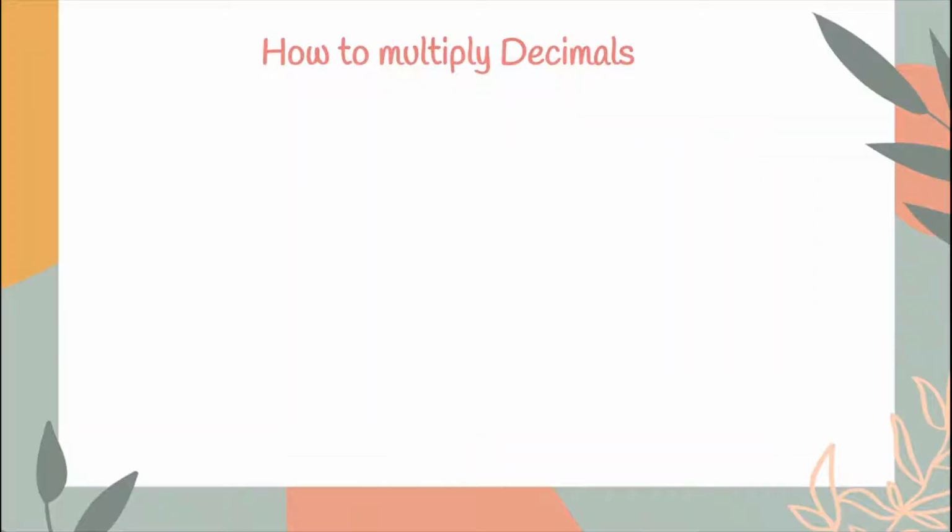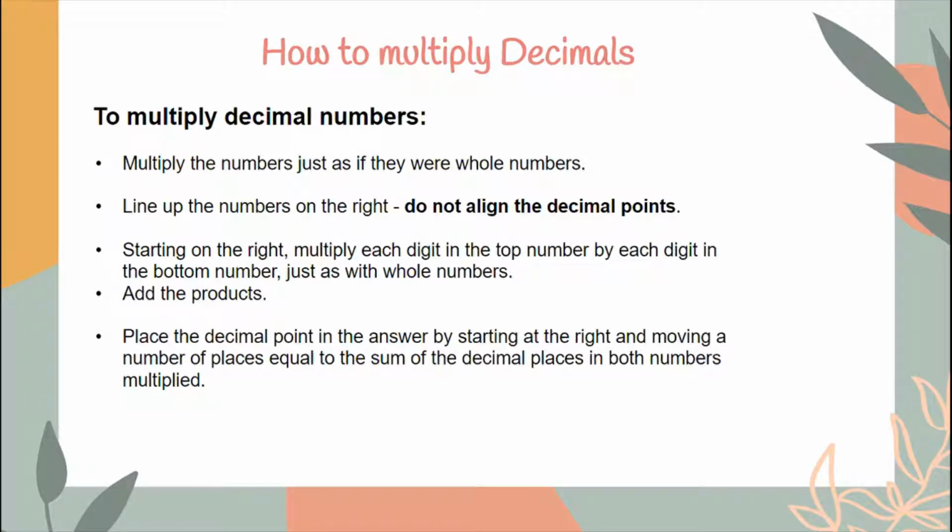How do we multiply decimals? We can multiply decimals by following these rules. Number 1, multiply the numbers just as if they were whole numbers. Number 2, line up the numbers on the right, but do not align the decimal points. Starting on the right, multiply each digit in the top number by each digit in the bottom number, just as with whole numbers.